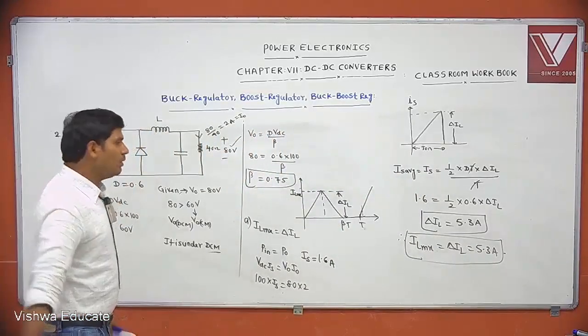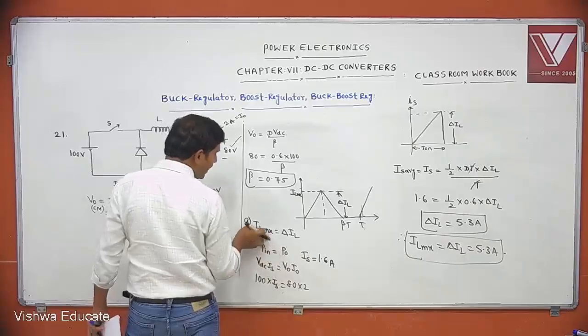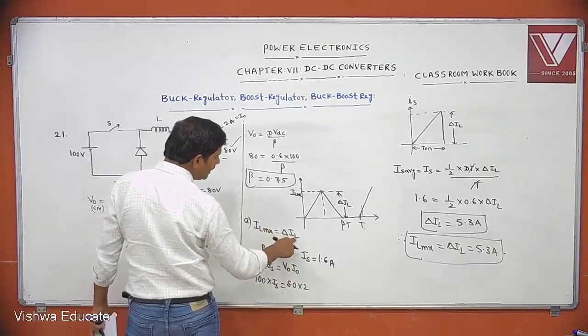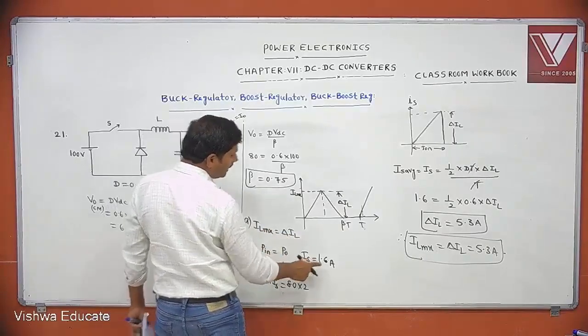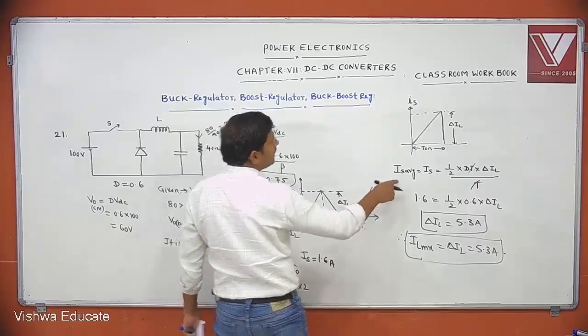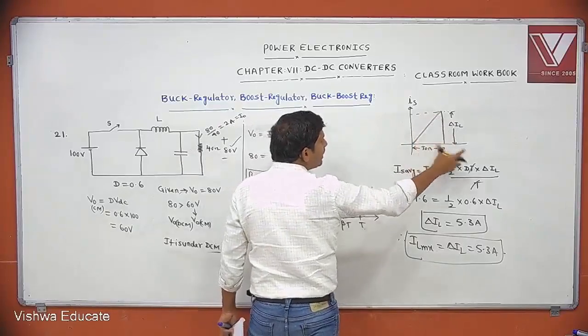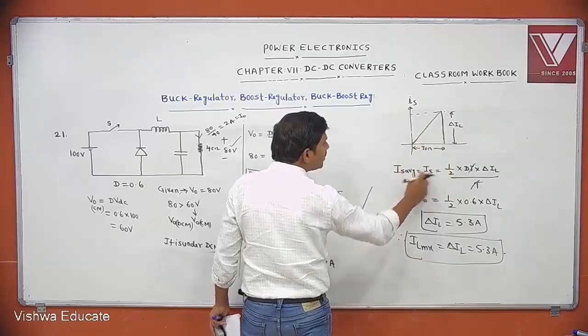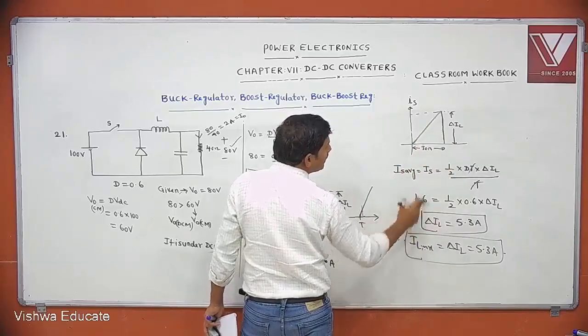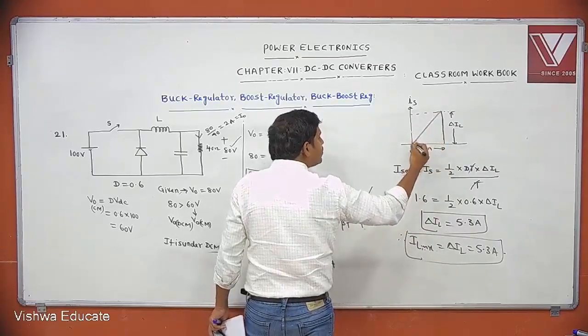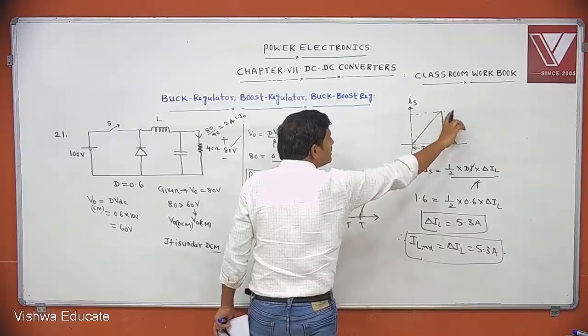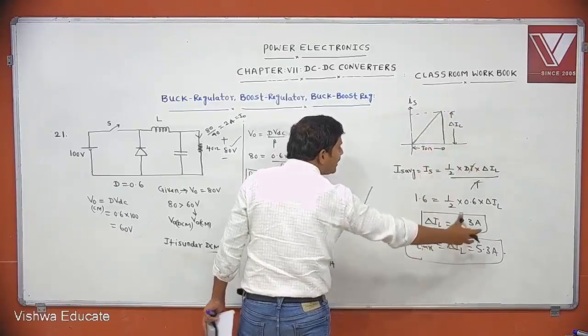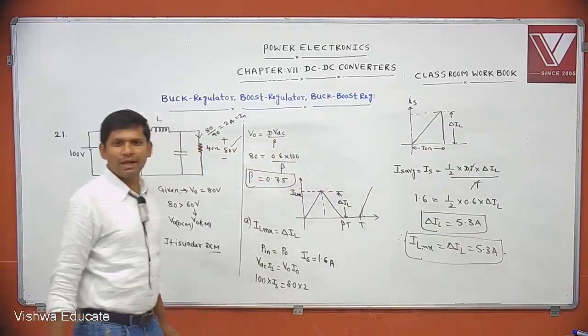The concept is very simple. I want to calculate IL max, which is nothing but delta IL. For that, first I calculate the average current to the switch, which appears only during the on time, when the switch is on. Because it is discontinuous mode, the current starts from 0, so this directly indicates delta IL. Delta IL is IL max, 5.3 ampere.